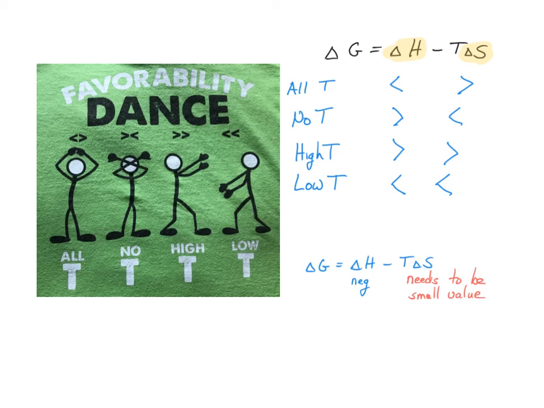Now the last situation, delta H negative, exothermic, which means it's going to be favorable as far as delta H. If delta S is negative, this whole factor, negative T delta S, is going to be a positive value, and that needs to be small in order to not overwhelm delta H and for delta G to remain negative. So this reaction is spontaneous only at low temperatures. So here's our mnemonic. All T, no T, high T, low T.